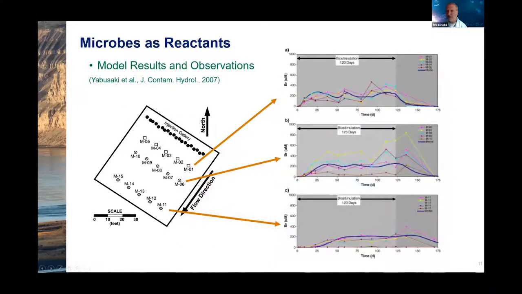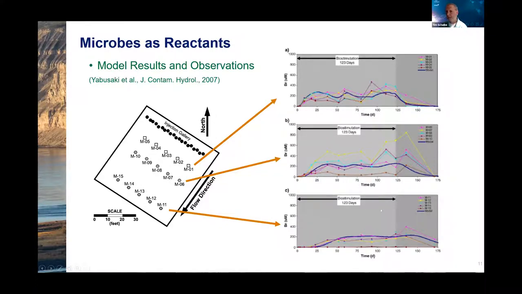And so if we look at the model results and compare them with the observations from Steve Yabusaki's paper, you can see here's a map of the injection gallery that I showed you in that one photo with the shed. And then you can see there are three rows of monitoring wells down gradient as the groundwater is flowing this direction. And so if we look at the results, we can compare results in each of these three rows of wells, with the data being the symbols and lines, and the model being the solid dark blue curve.